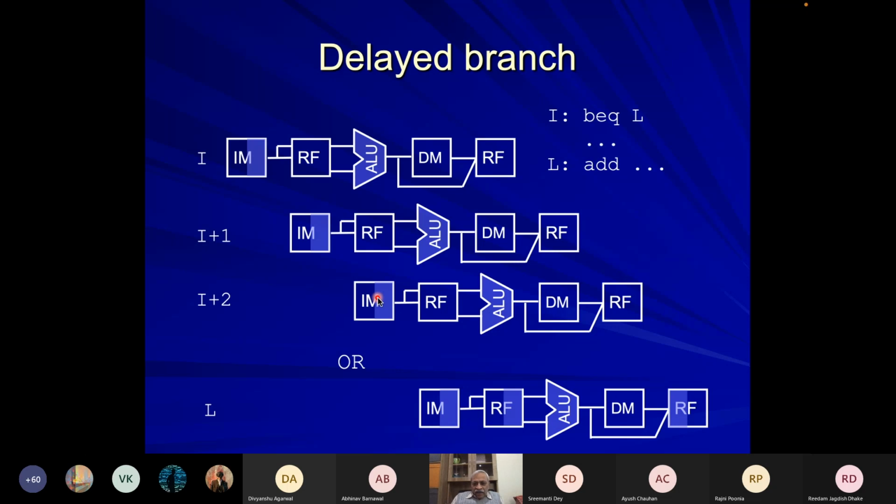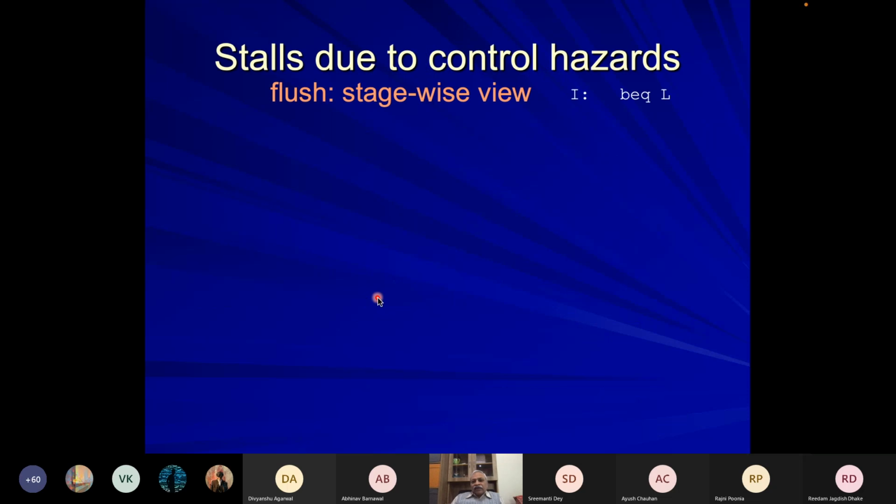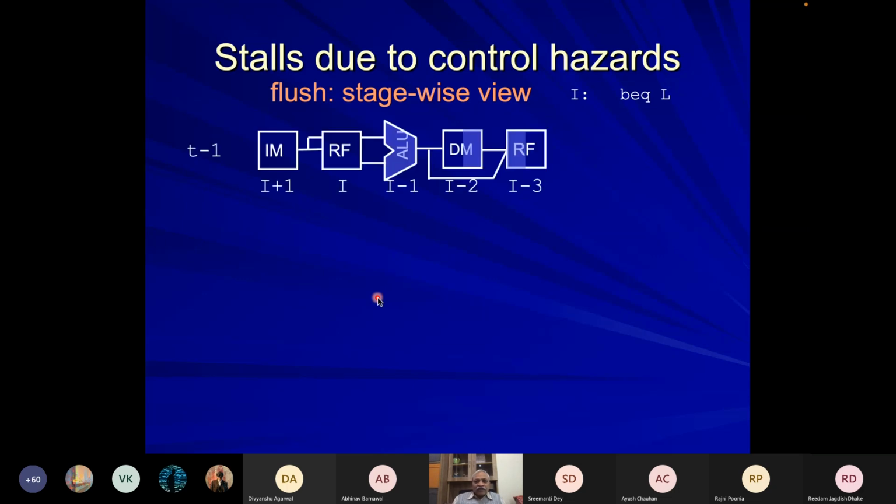So later on I have an illustration of how we actually arrange code for this to happen. Okay, now let's examine these scenarios from a different representation of the pipeline, the stage-wise view. It will give you one more insight into how things are happening.